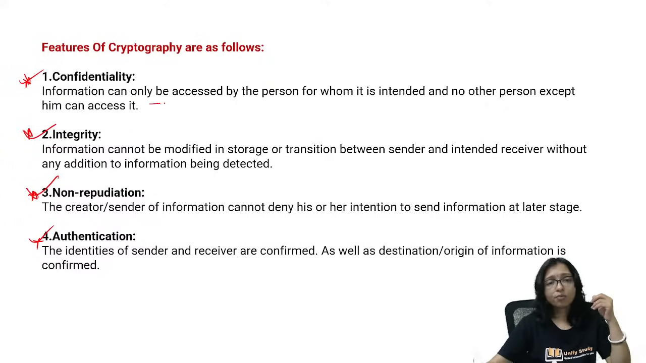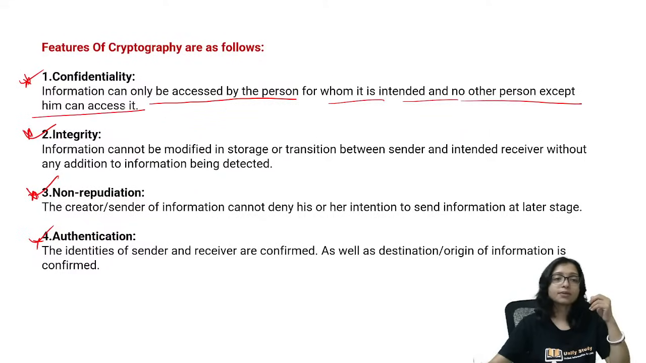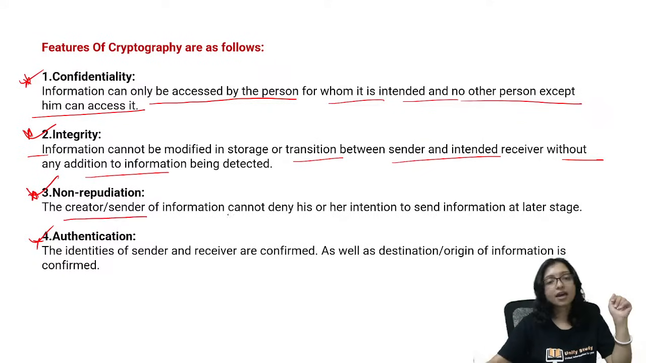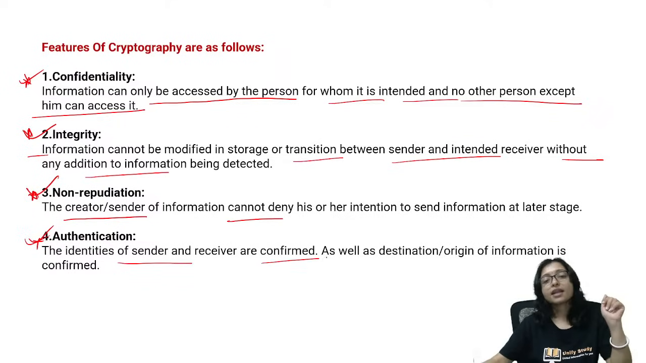Confidentiality means information can be accessed by the person for whom it is intended and no other person except him can access it. Integrity means information cannot be modified in storage or transit between the sender and intended receiver without additional information. Non-repudiation means the creator or sender of information cannot deny it. Authentication means identities of the sender and receiver are confirmed. That is the authentication.